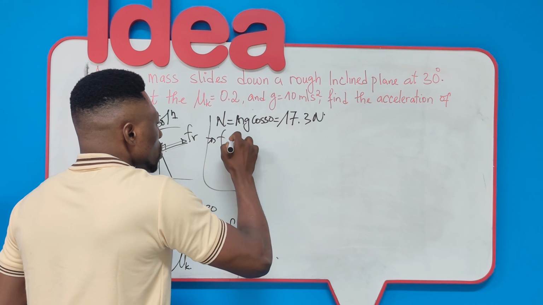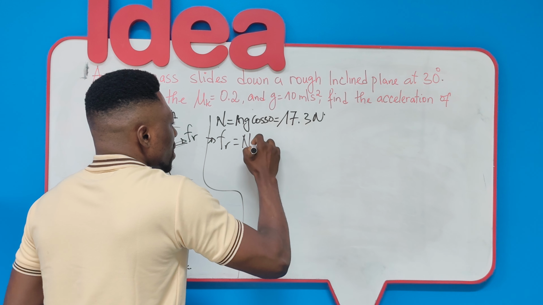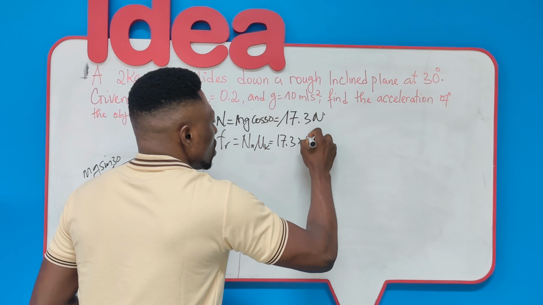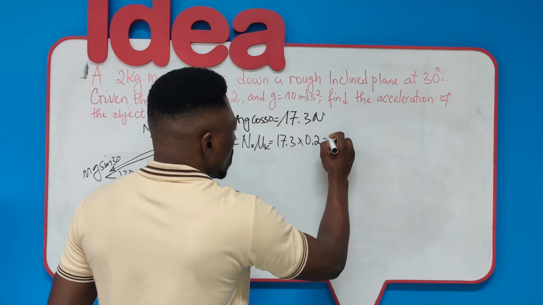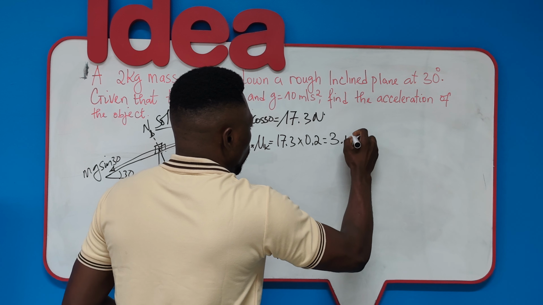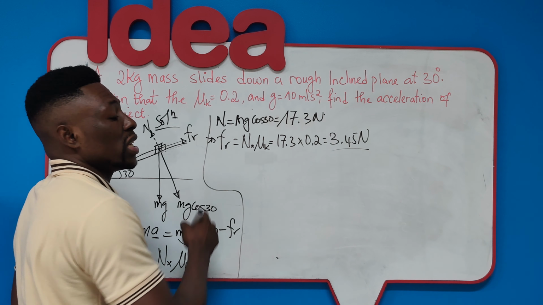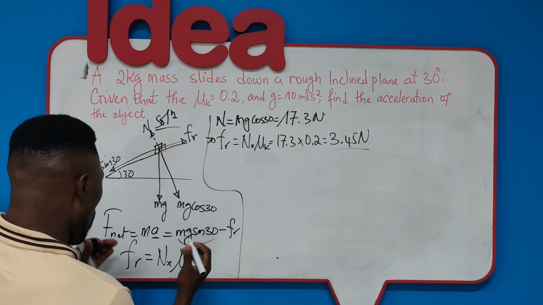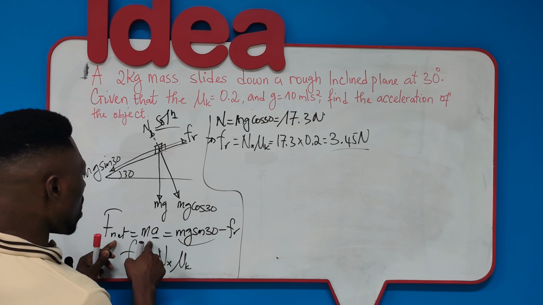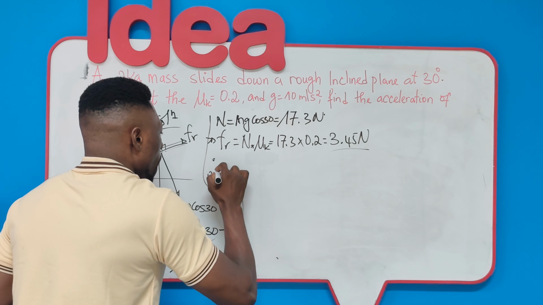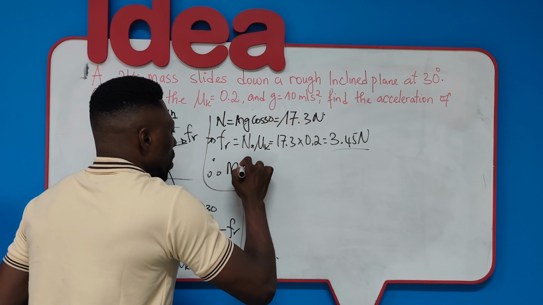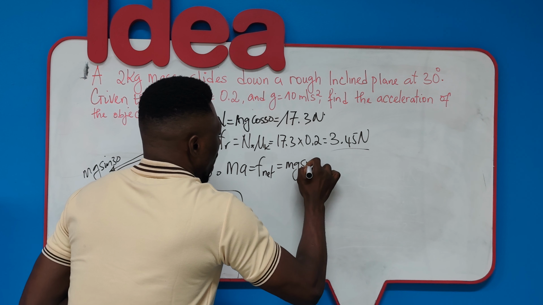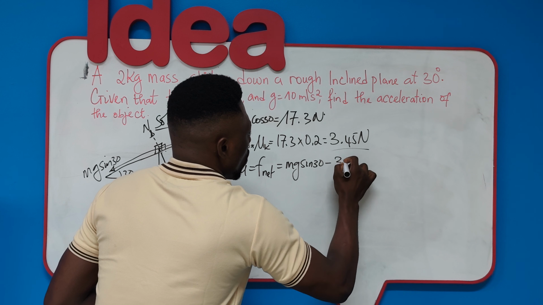Therefore, with this, we are going to deduce that the friction force will be N times mu k, which gives 17.3 times 0.2. And if you punch correctly, this should give us 3.45 Newton, because again, friction is also a force. Now, haven't we found all the elements of this formula? So we will say, therefore, F net, which is equal to ma, will be given by mg sine 30 degrees minus 3.45.